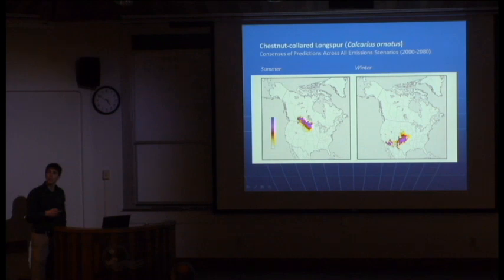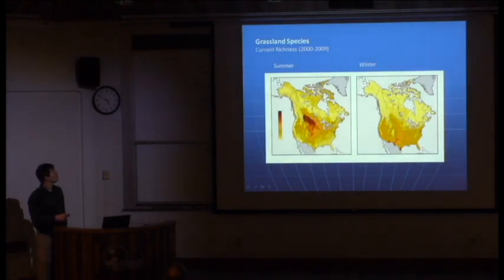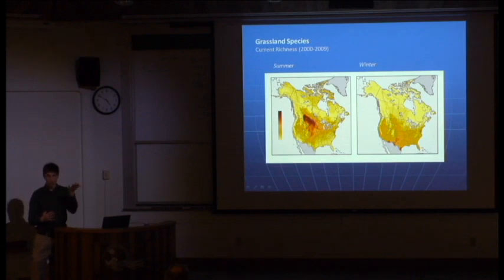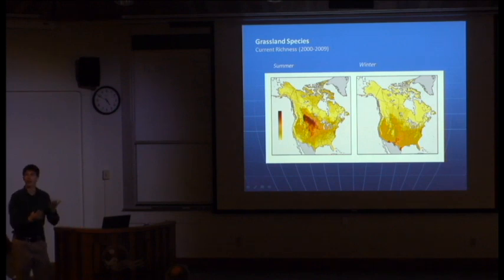Well, is this species unique, or is this going to happen to a whole host of grassland bird species? Here are the current richness patterns. I just showed you one species, but they did this for all the different grassland birds, and then overlaid those distributions to get the richness patterns here. So wherever you had two species in the same grid cell, that would add to the species richness in that grid cell. We had the highest grassland bird species richness up here in Montana, Alberta, and Saskatchewan in the summer, and in the winter down here in Arizona, Texas, and so on.